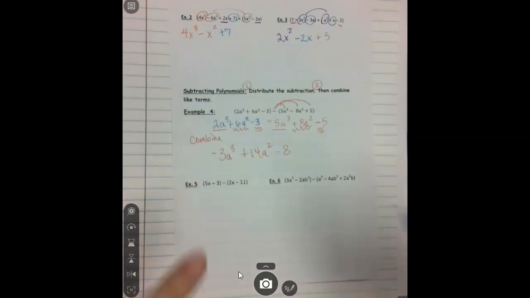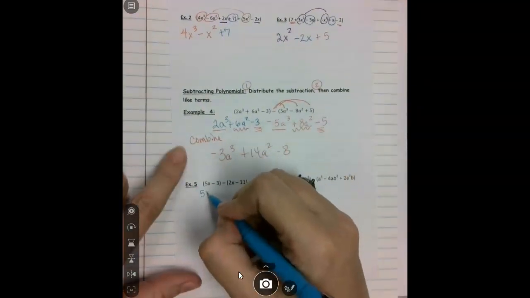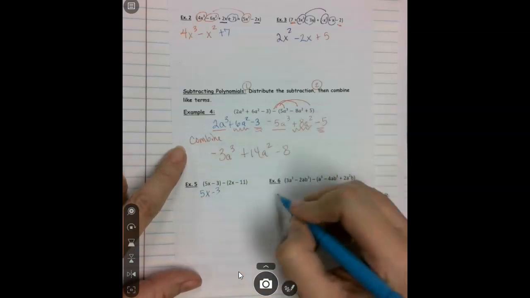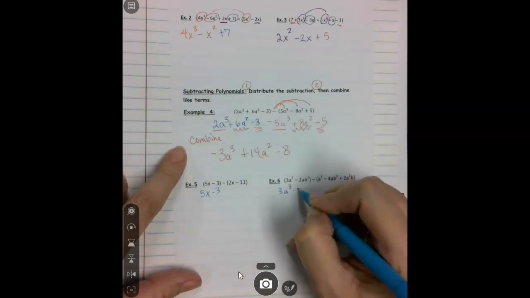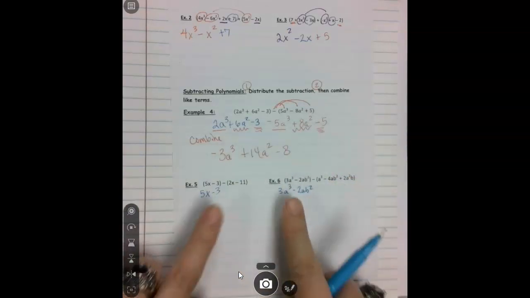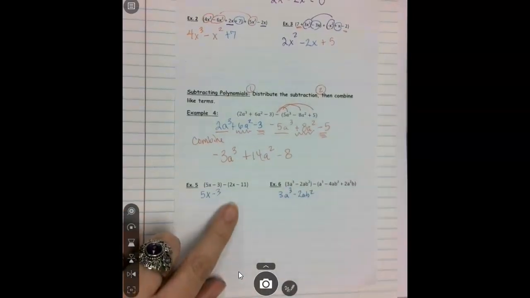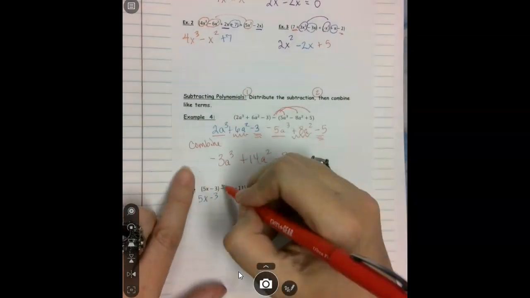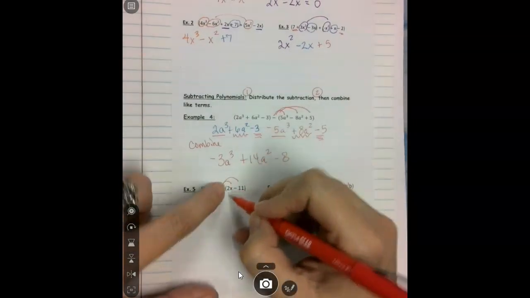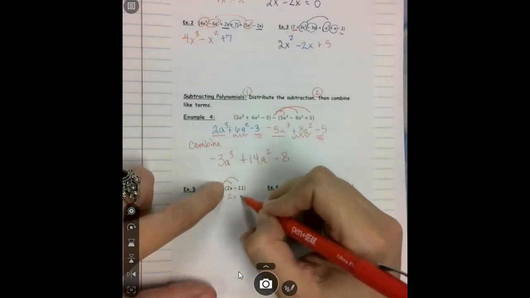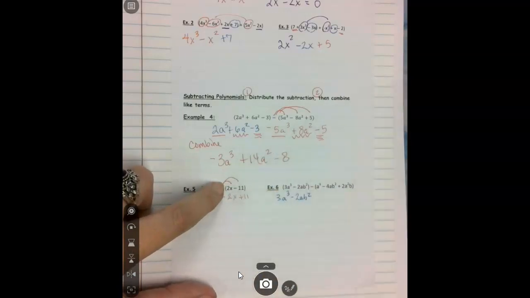Okay, so I'm going to do the same thing on these. The first part I just write down. I'm going to do both of these. This one I just write down. Nothing changed, just copied it down. The second part, I change the sign. So I'm going to distribute this and change the sign. Change this to negative 2x, positive 11.